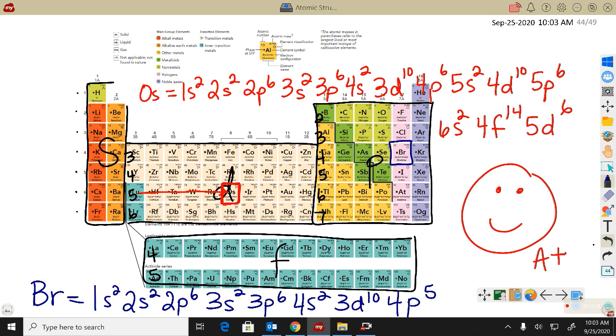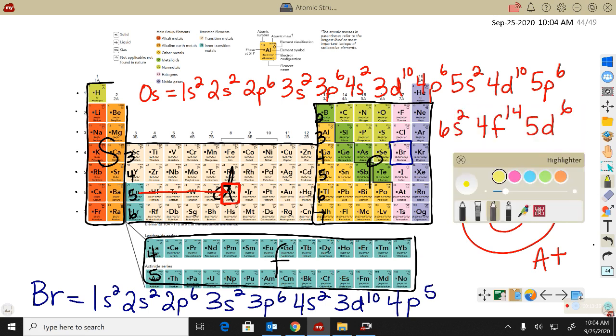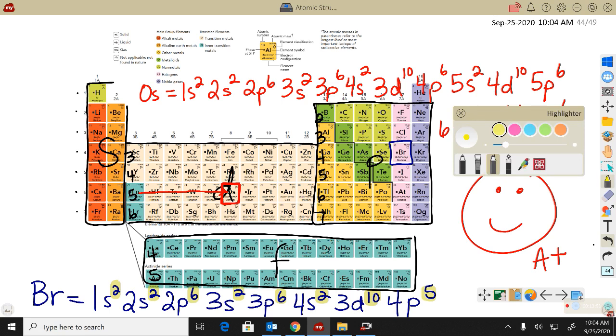Now there are 2 ways that you can double check your answer and see if it's right. Option 1 is to count all the electrons. If you count all these superscripts, you should get the right number of electrons for that element. So this is element 35. I've got 2, 4, 10, 12, 18, 20, 30, 35. I've got 35 electrons. The other thing you could do, or if they ever gave you a configuration and said, what element is this? You could do that.